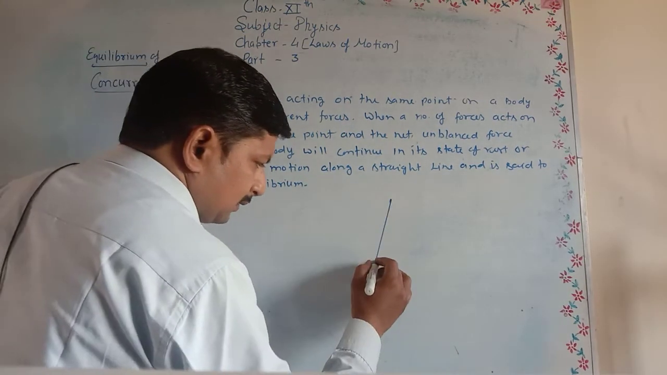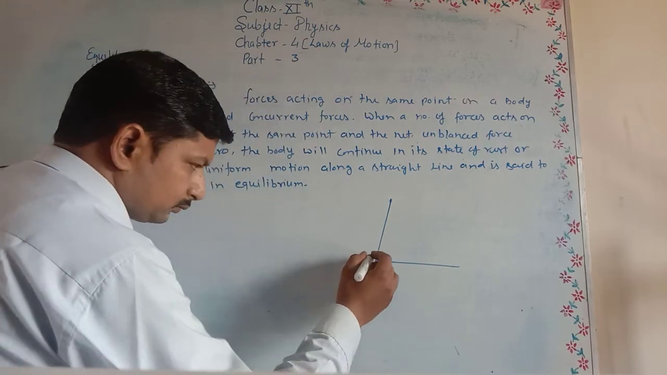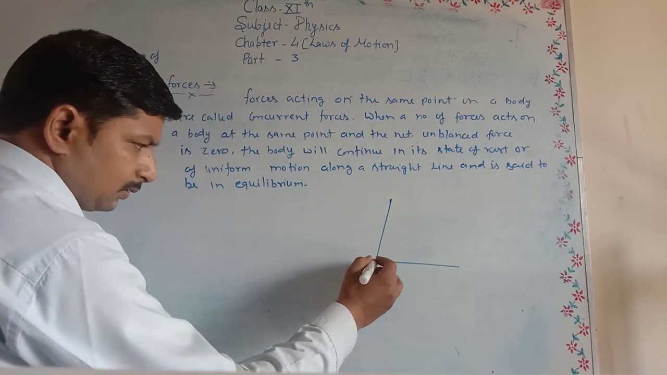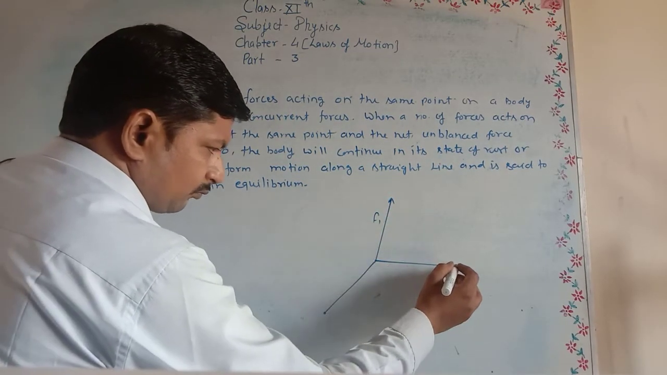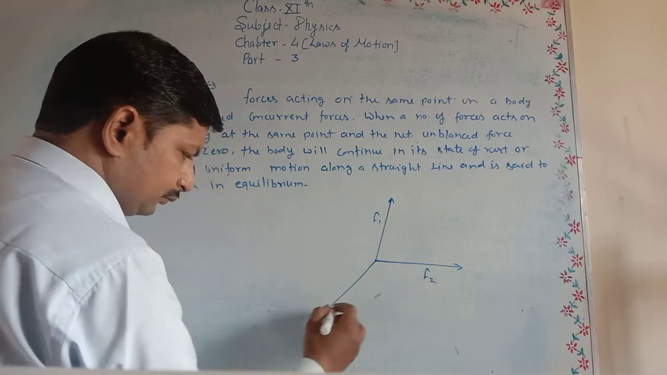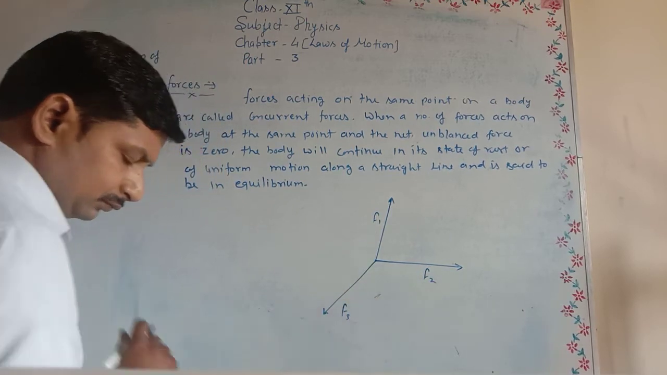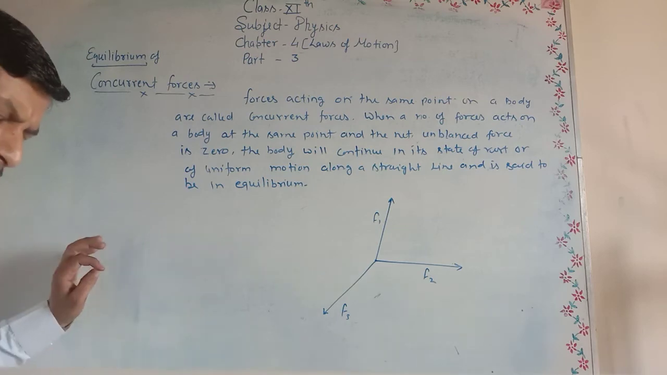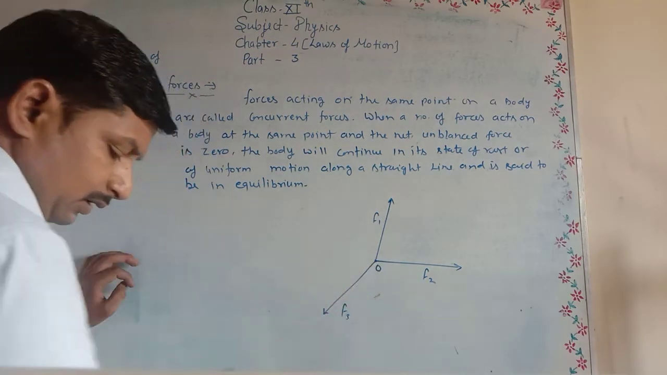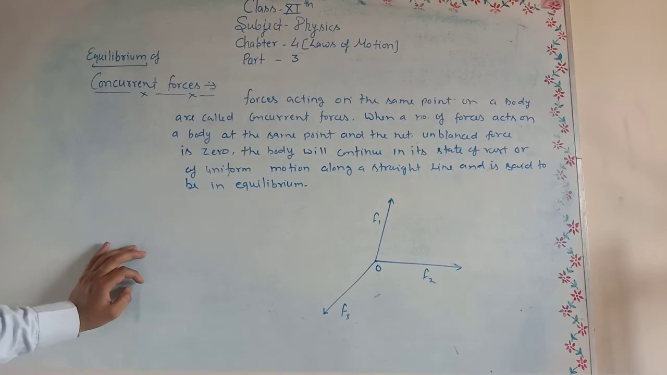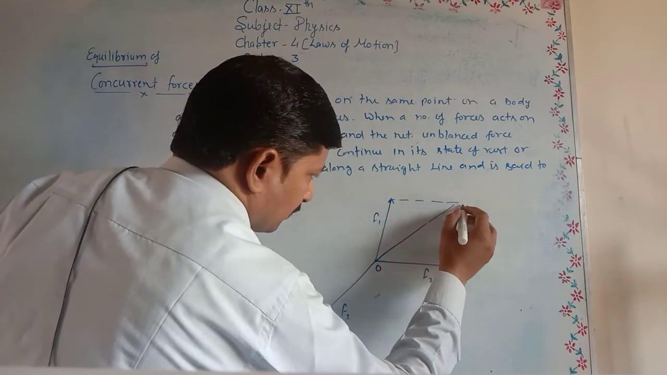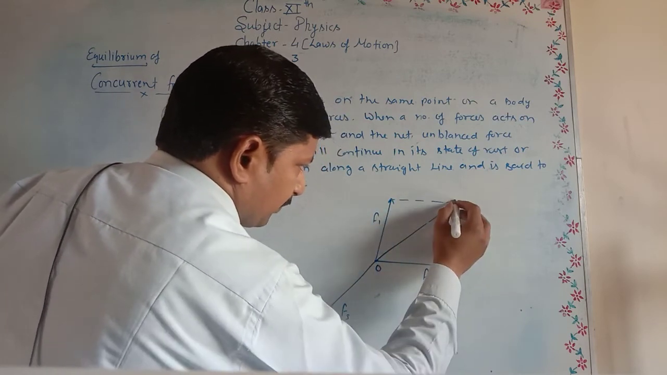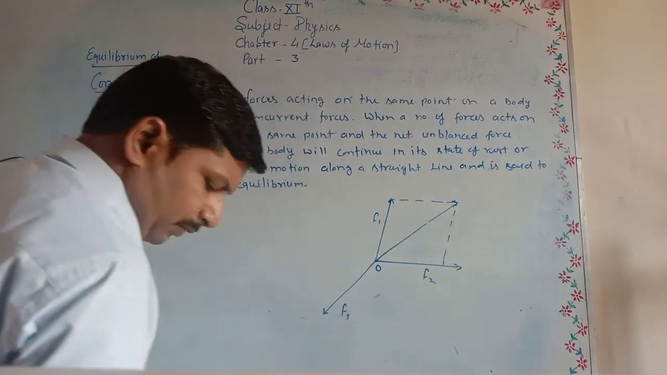Okay students, three forces F1, F2, F3 acting on the body at point O. By the parallelogram law, this is the perpendicular and this is the perpendicular.